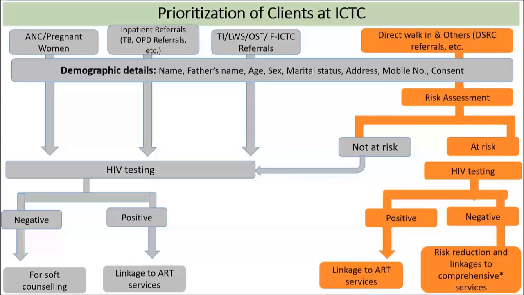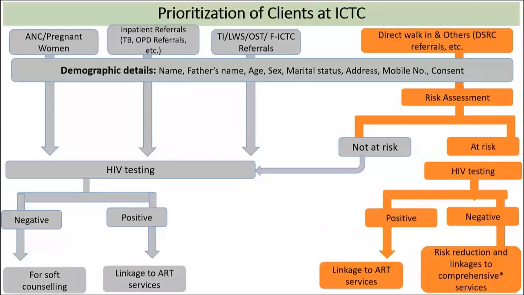So now the demographic details will be taken from all the clients, irrespective of which category they fall into. If they fall into the first three categories, their HIV testing will be done, and if they are positive, they will be linked to ART services. If they are negative, they will be given some kind of soft counseling. Sometimes it's group counseling, and you can decide, like if there are more people from the inpatient referrals, then group counseling can be done for them also.